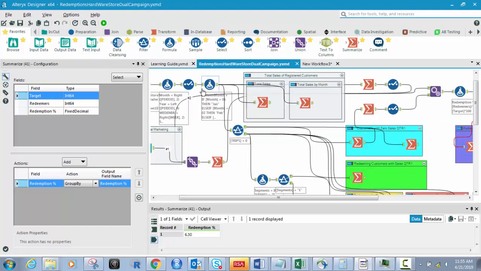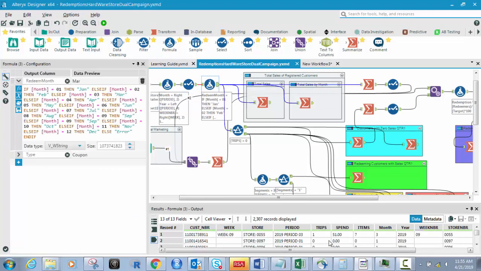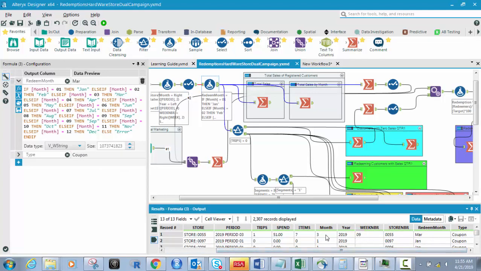So the data that comes out here looks like this, right? We've already cleared the data and cleaned it up, made it so we have month, year, week number, store number, so they're all separated and easy to use. We'd have redeem month and type of coupon. Each one is a coupon that's there.